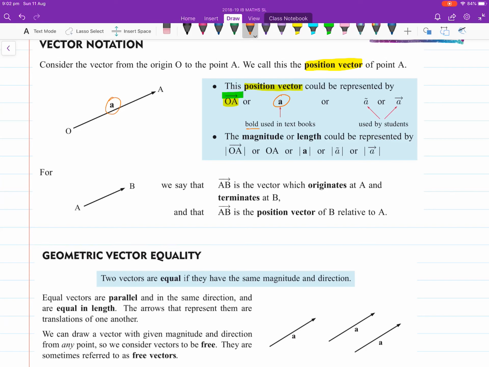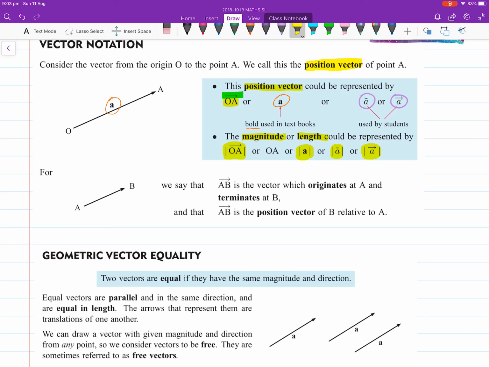But obviously we can't bold it when we're writing, so usually you guys will write it like this, little a with the little arrow on top, or this squiggly line above it, okay? If we're talking about the magnitude or the length that could be represented by your vector, we put these like absolute value symbols around it, okay? And that just means the magnitude. Or you could write like this, any of these ones, but with those sort of absolute value symbols as well.